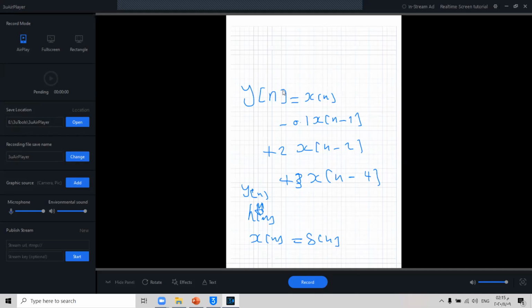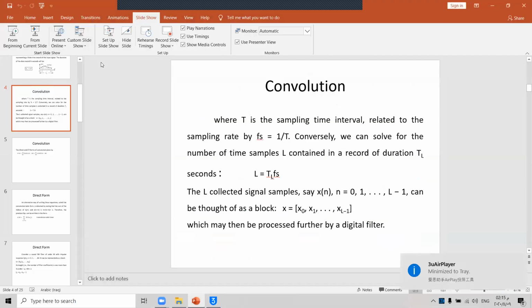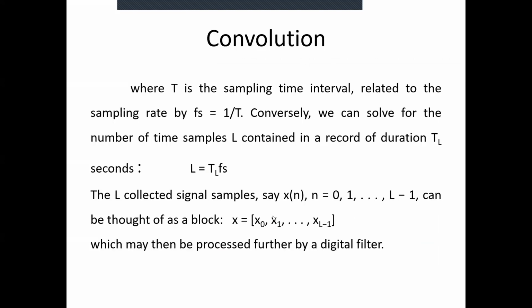Of course, convolution will be utilized to determine the output of a given system. Well, now continue with what we have said before. We said that x will be stored as a single dimension array, which may be then processed further by a digital filter. Of course, when we talk about h of n, it is exactly a digital filter.